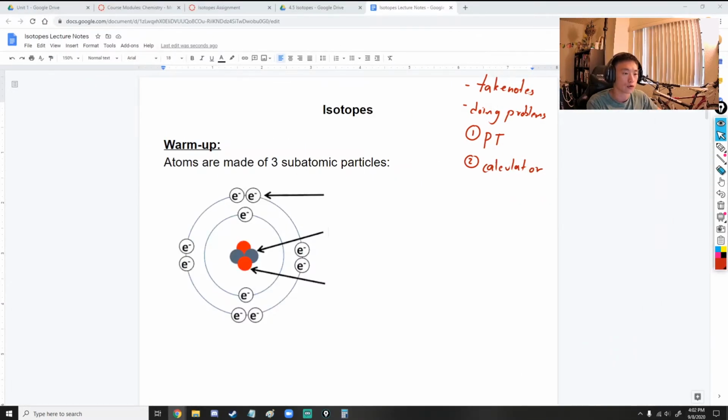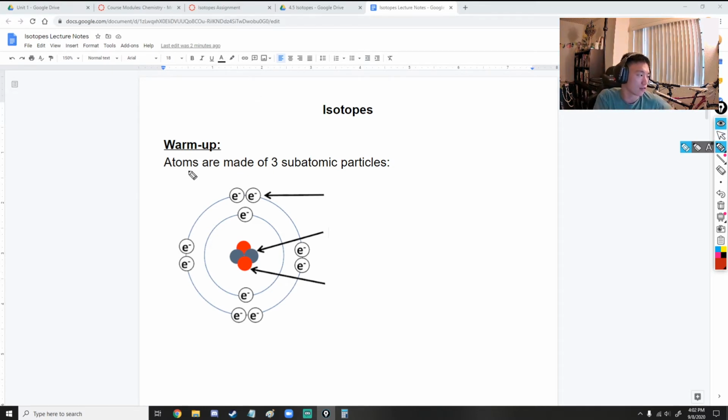Alright, so before we get started on talking about isotopes, let's do a quick warm-up where we review the information from last time. So the last time we met, we talked about what an atom looks like, and we found out that atoms are made out of 3 subatomic particles. Okay, and this is the stuff that makes up the atom. Okay, so everything physical in the world, whether it's a solid, liquid, gas, plasma, whatever it is, they're all made of atoms. Okay, and atoms are made out of 3 different components. Those 3 different components, we're going to go over what they are in just a second.